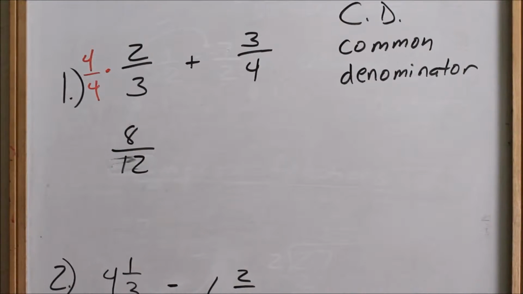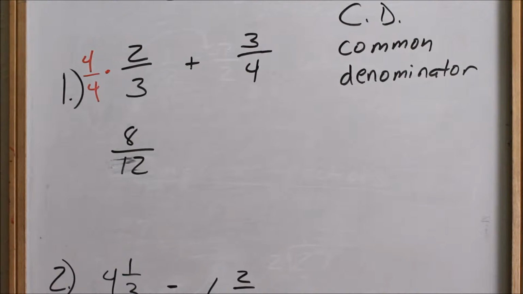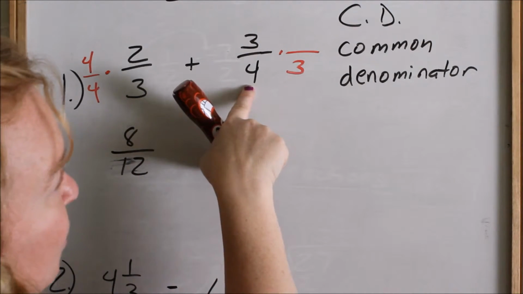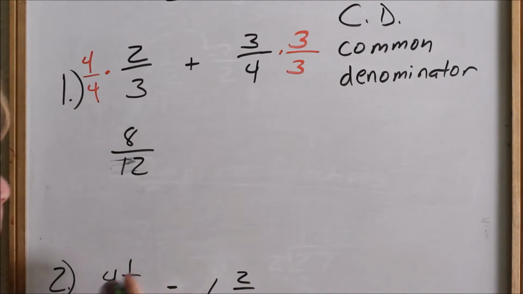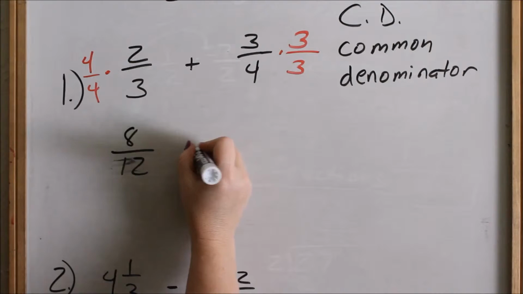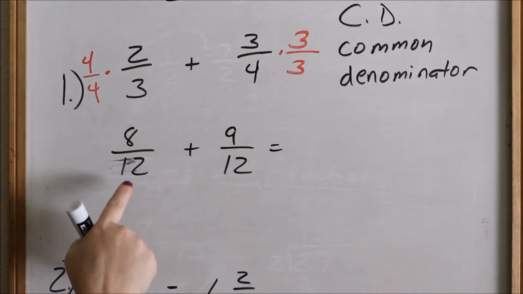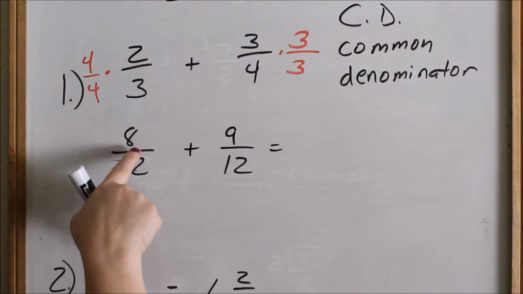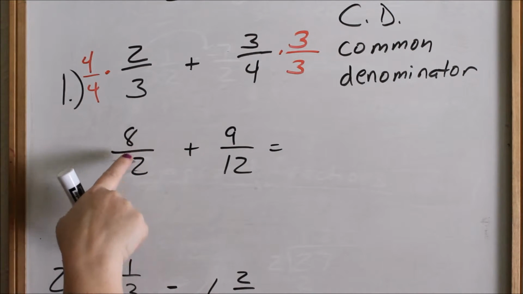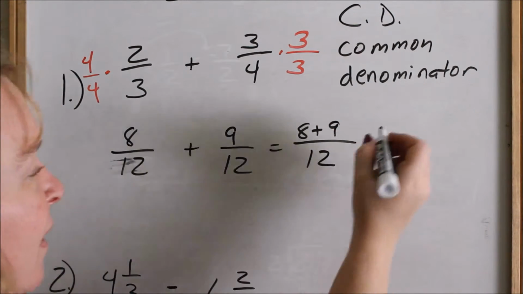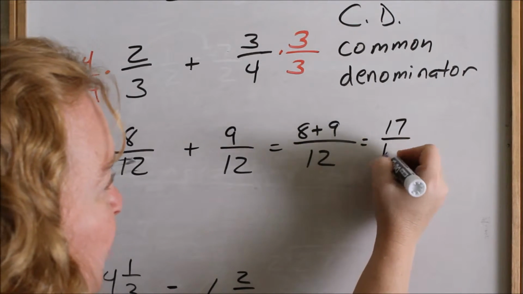So now my new fraction is 8/12. Okay, over here, how do I get 4 to turn into a 12? I multiply it by 3. So if I multiply the denominator by 3, I need to multiply the numerator by 3 as well. So therefore my new fraction, the numerator being 3 times 3 is 9, the denominator is 12. Now when you add fractions, once your denominator is the same, you are adding your numerators. So this just becomes 8 plus 9, and you leave the denominator the same. Okay, 8 plus 9 is 17, all over 12.